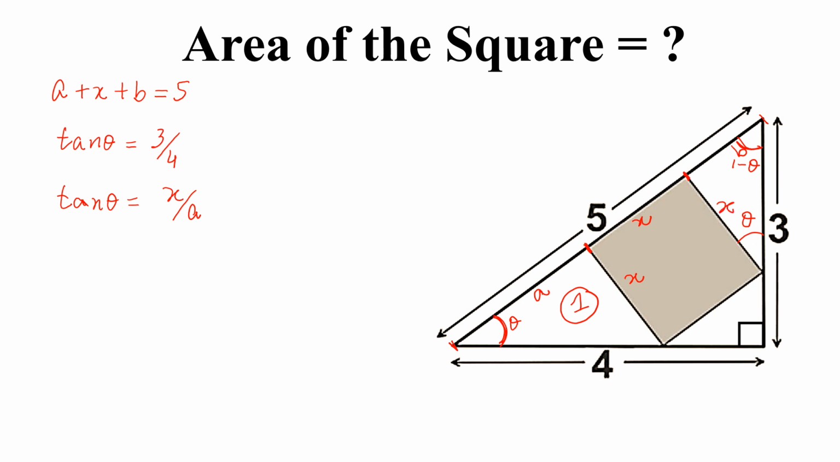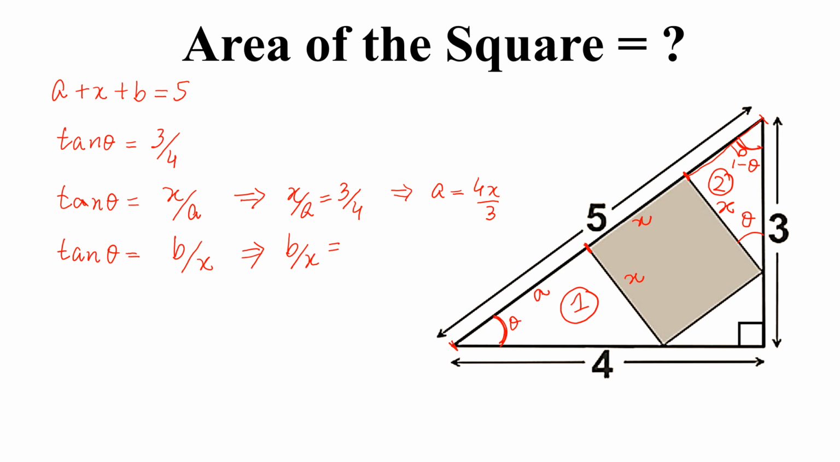And this is x and this length is B. So from this triangle, if this is triangle 2, we can write tangent theta equal to B by x. From here we can write x by A equal to 3 by 4 and A is equal to 4x divided by 3. From here we can write B by x equal to 3 by 4 and B is equal to 3x divided by 4.